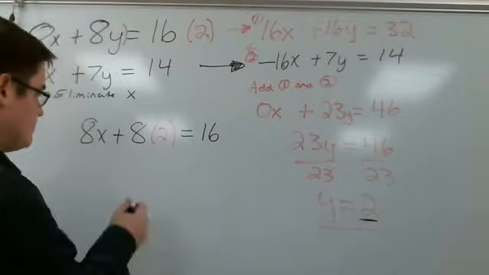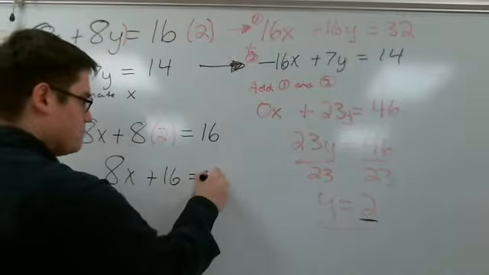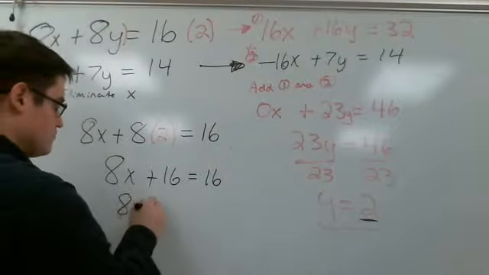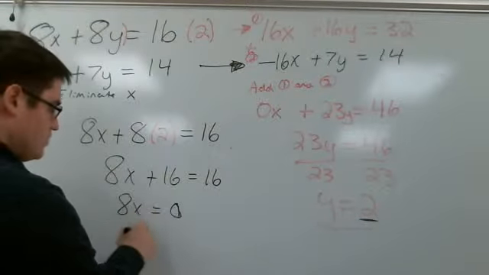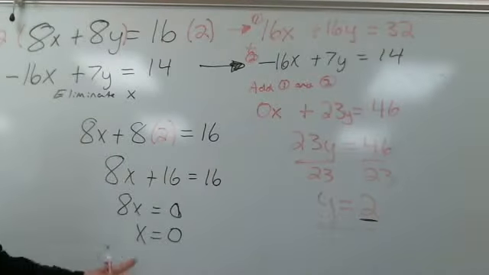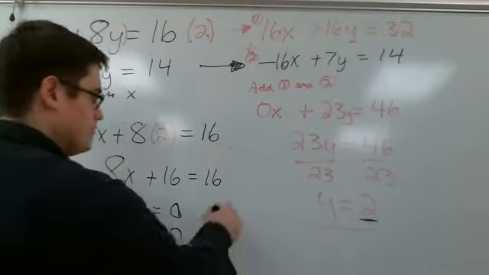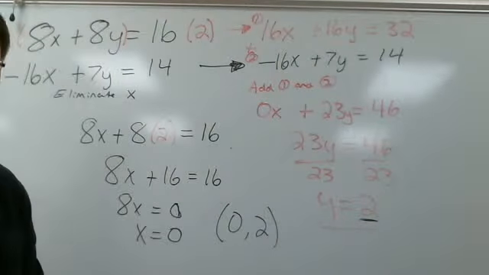Now I can solve for x. So 8x plus 16, minus 16. So I know that x is going to be equal to 0. So I know what my x and my y are. To write them as an ordered pair.